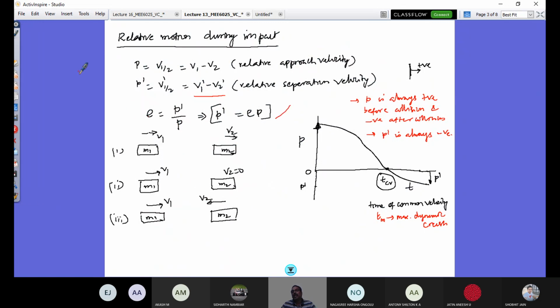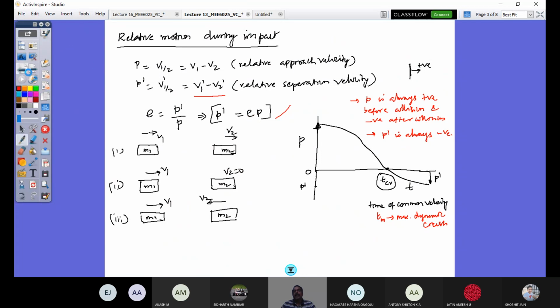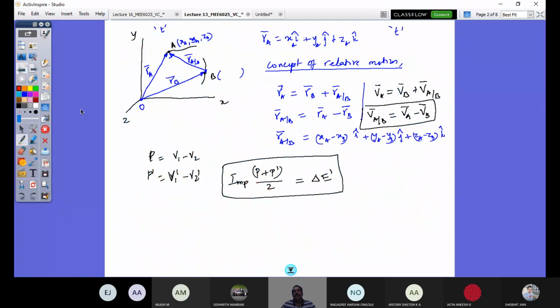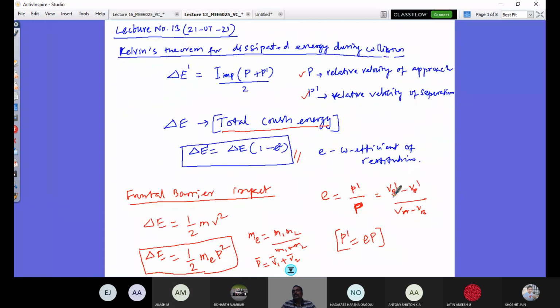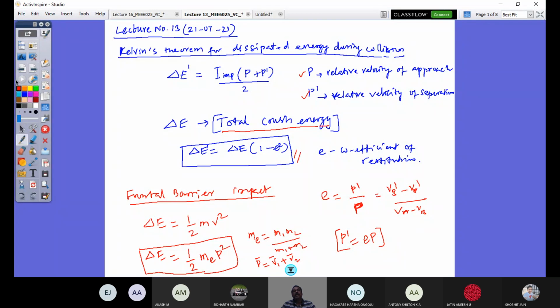You can once again see that there will be a common time at the crash where you have a common velocity. So this P value would become 0 at one point and goes like that. So P and P dash are always in opposite direction. That's why, when you write E, you write it like this. In this fashion, you write it. So now VB dash minus VA, here VA minus VB. So that's the opposite direction to account for.